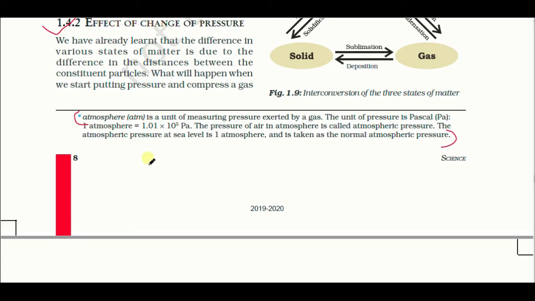Atmosphere, or the short form atm, is a unit of measuring pressure exerted by a gas. The unit of pressure is Pascal. 1 atmosphere is equal to 1.01 into 10 to the power 5 Pascal. So you have to memorize this relationship properly. The pressure of air in the atmosphere is called atmospheric pressure. The atmospheric pressure at sea level is 1 atmosphere, and it is taken as the standard atmospheric pressure. Got it?